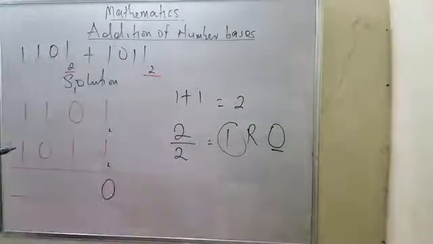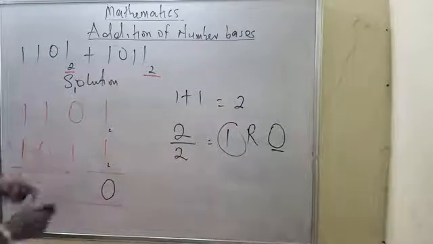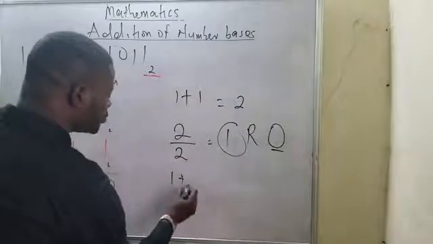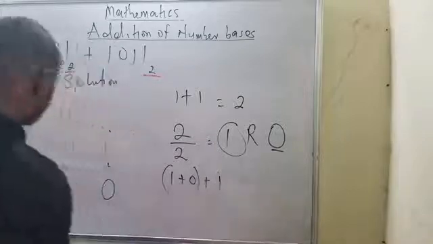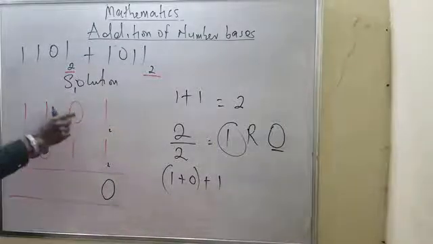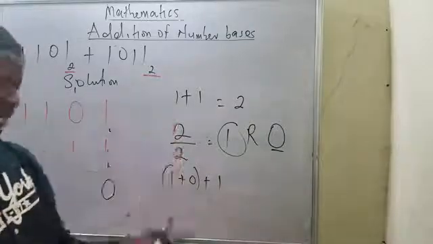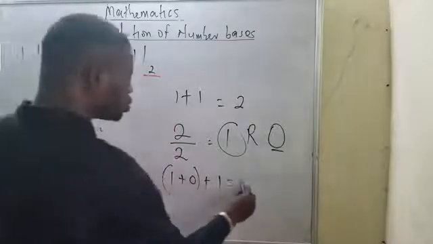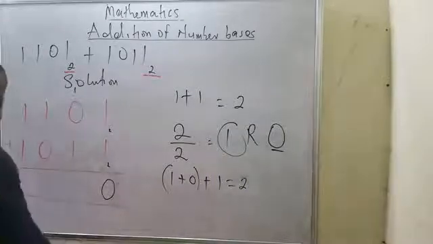Now, I will move on to the next one. This plus this, it means 1 plus 0 plus 1. Any number that is here must be added to what is here. Take note of that. That's why I have to put a bracket. Now, this is going to be 2. I cannot write 2 because 2 is equal to base 2.